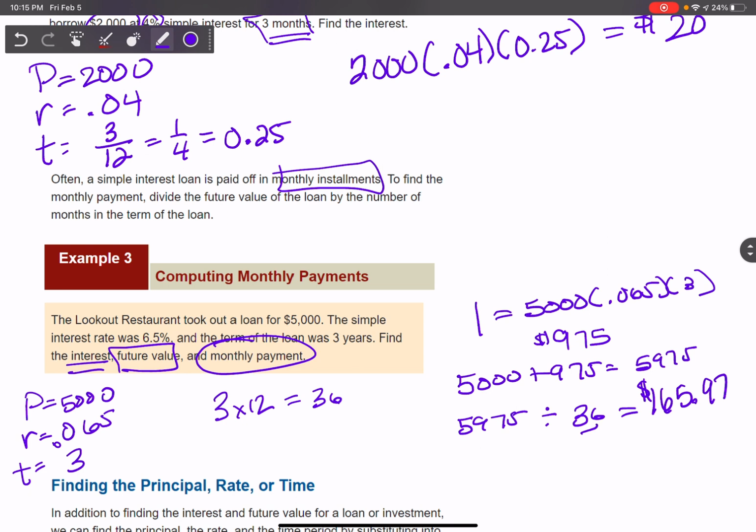And remember, I'm doing 36 because I'm at 3 years. If it was 1 year, I can just divide it by 12. If it was 2 years, I would divide it by 24.